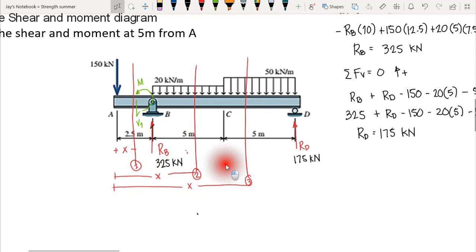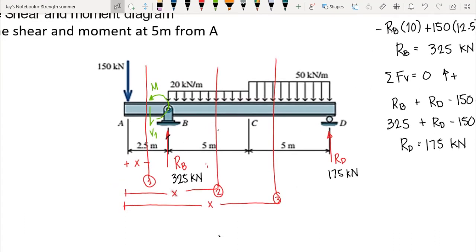Since our segment is continuous from B to C, we only have 20 kilonewton per meter as load in that range. So we do not have a change in loads. Hence, it is known to be continuous. So our x here is from 2.5 from A, and then we have 7.5 from A. And now we are done with section 2.